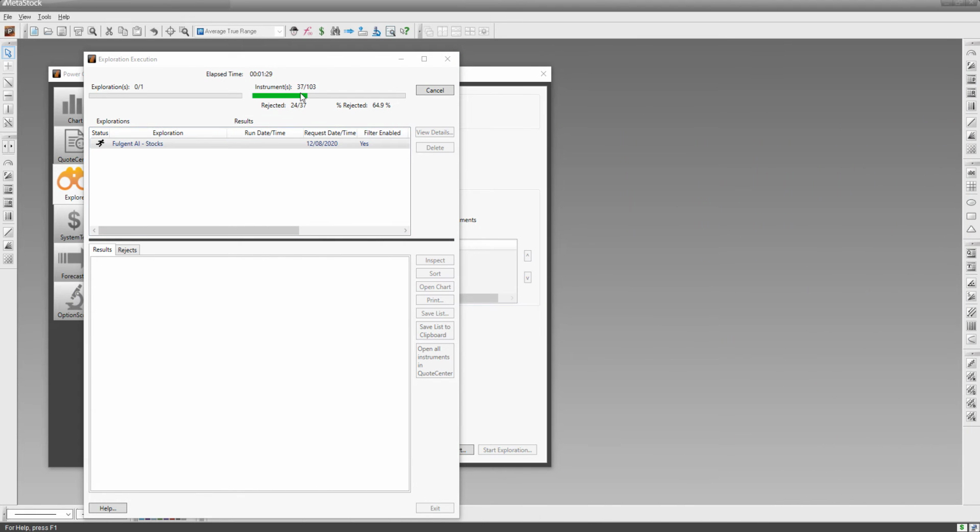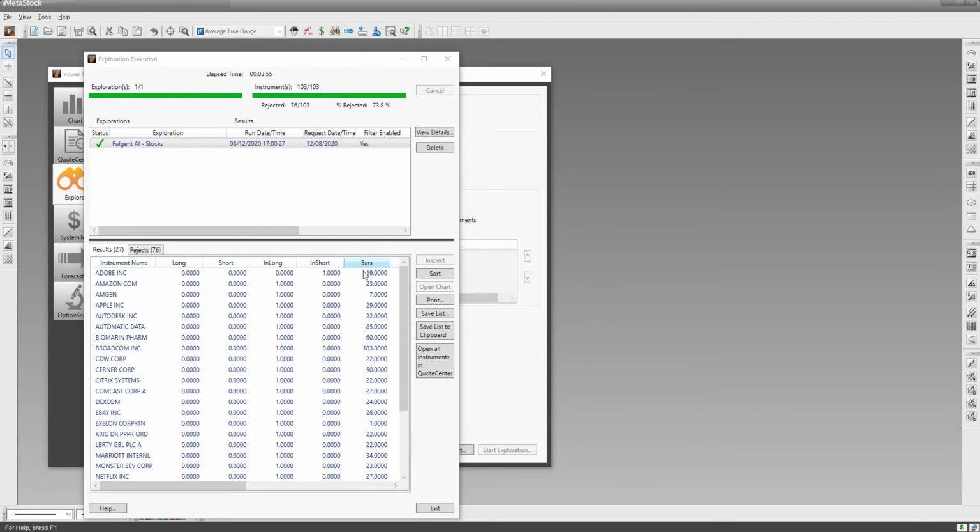So the AI is busy, 37 shares out of 103 in the NASDAQ 100 watch list. I'm going to pause my recording here and I'll be back as soon as the scan is done. And we're back. It took just under 4 minutes to do the screen.